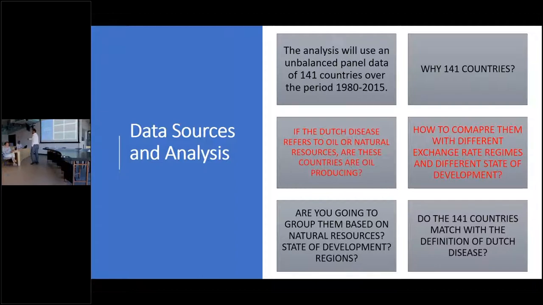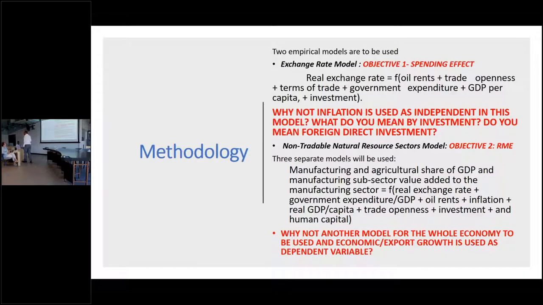Sorry, go ahead. I noticed your first model is about the real effective exchange rate and its determinants. Do you take into consideration capital restrictions, capital controls? Because that's going to affect your real effective exchange rate as well, because that's investment. Capital controls is about whether the government imposes restrictions and controls.